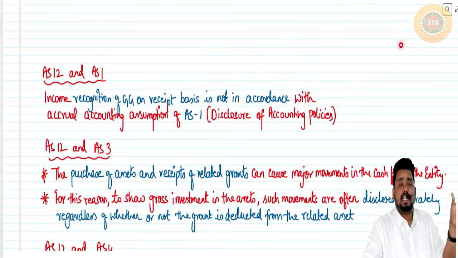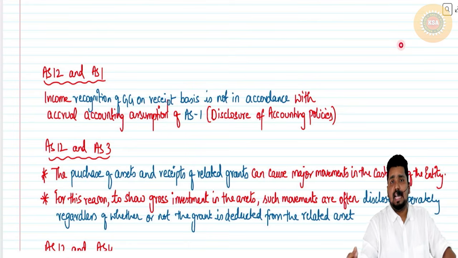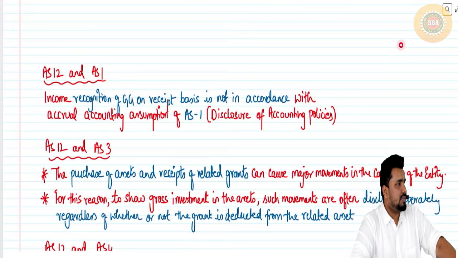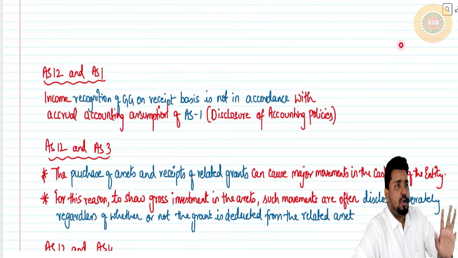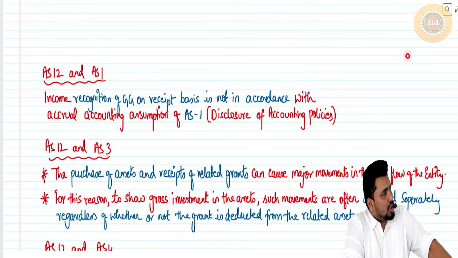AS3 says since this will cause major cash movements, they are telling show it separately. Don't net it off. Clear? We have to show it separately only.